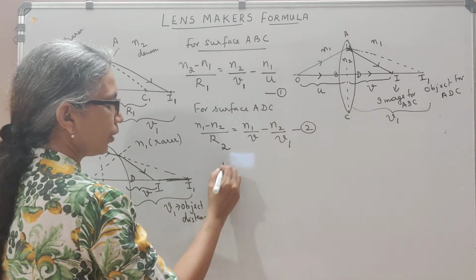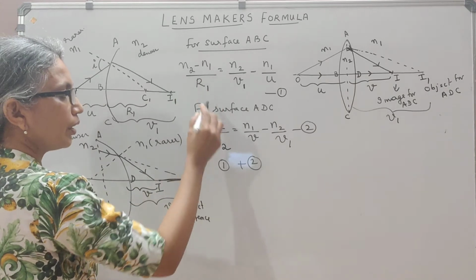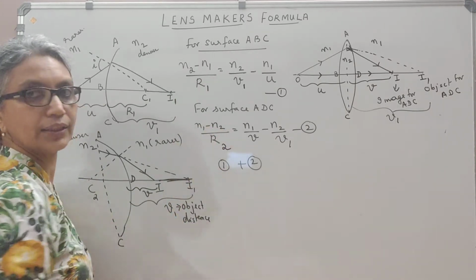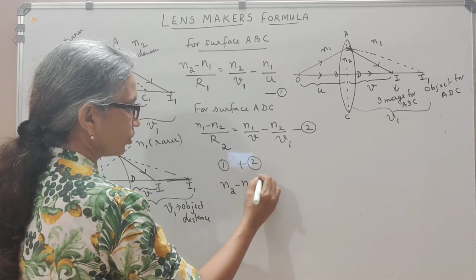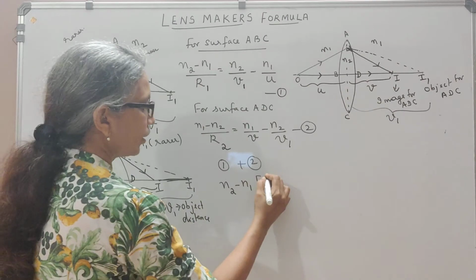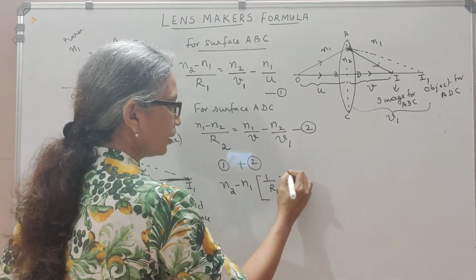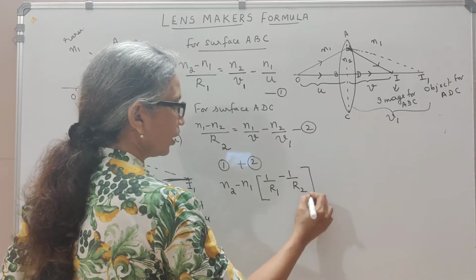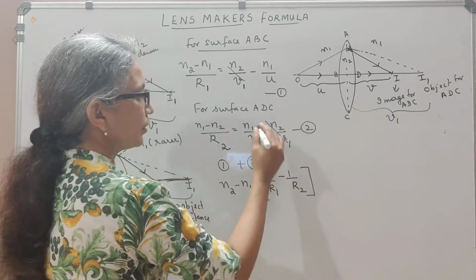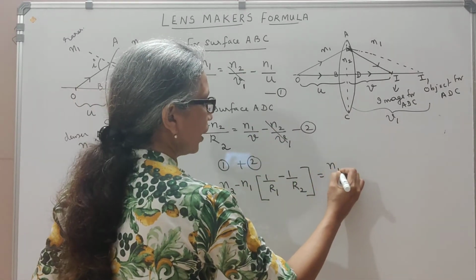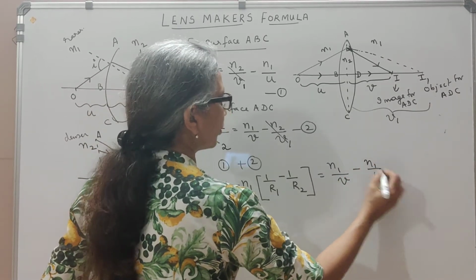Now I'm going to add the first equation plus the second equation. Here we have N2 minus N1 by R1, but here we have the opposite, N1 minus N2 by R2. So I'm going to take N2 minus N1 outside. Here I'll have 1 by R1, and because it's the opposite, we'll have minus 1 by R2. And when I add, this N2 by V1 and minus N2 by V1 will get cancelled, and we will have this equal to N1 by V minus N1 by U from here.